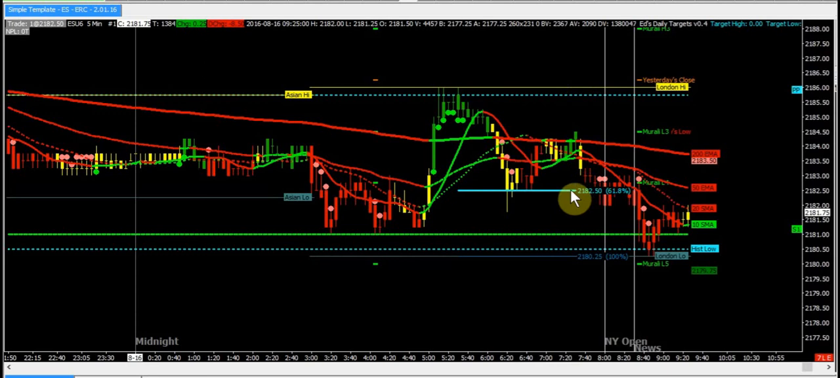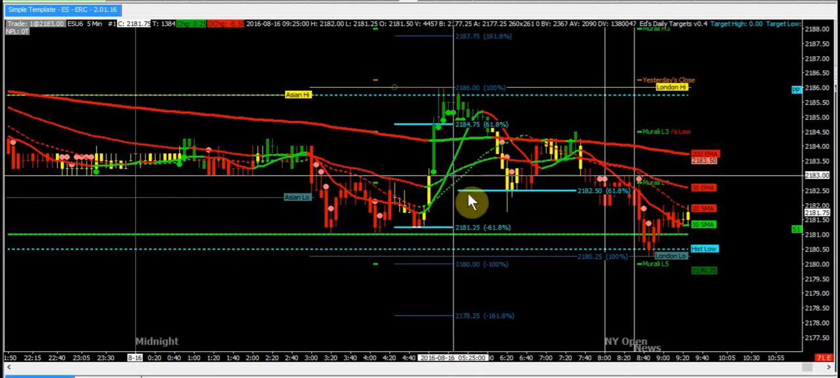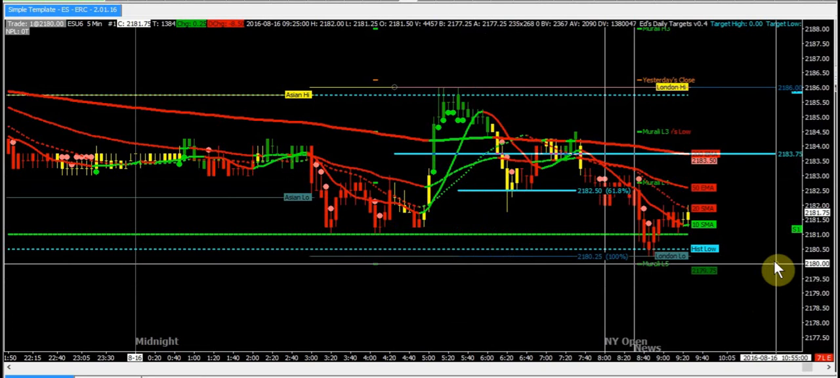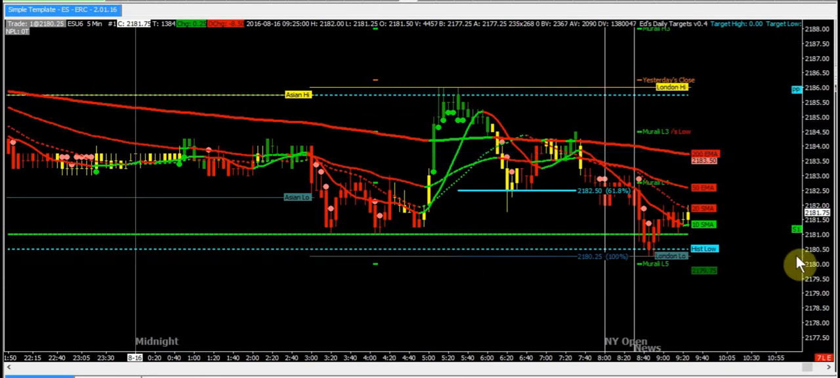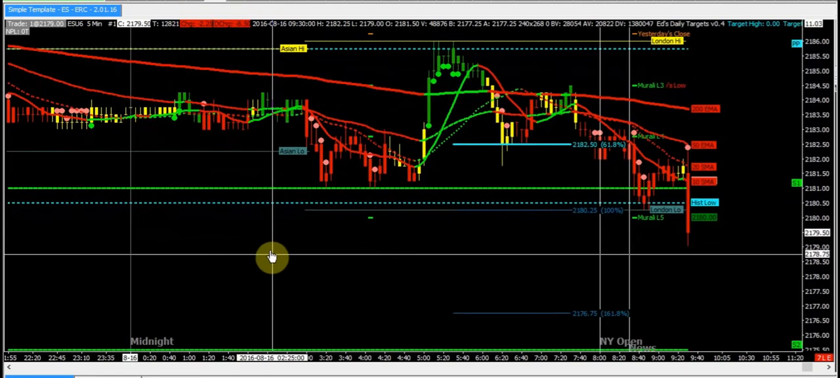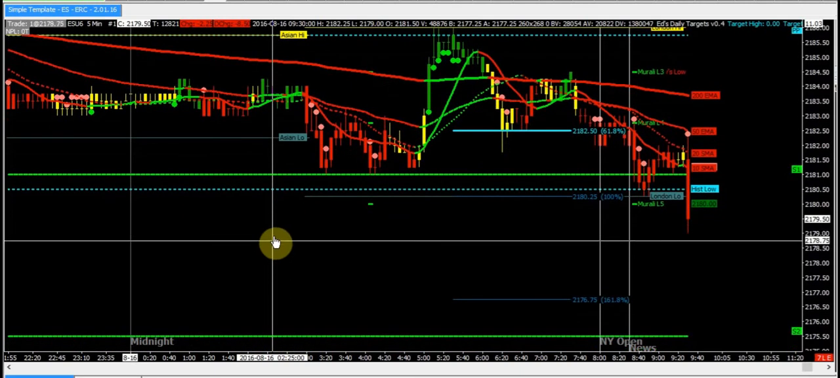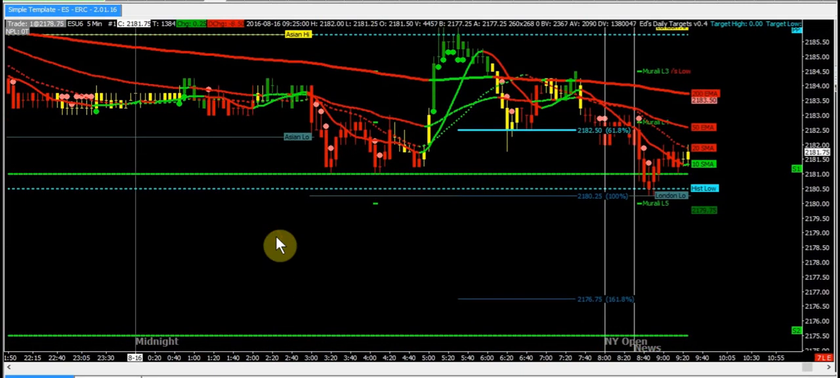Now I've got a pullback, and that's pretty close. It looks like it's going to hit it. So now I can take my downside targets from here down to the London low. Let's see where that line puts me. The line puts me down at 2176.25.